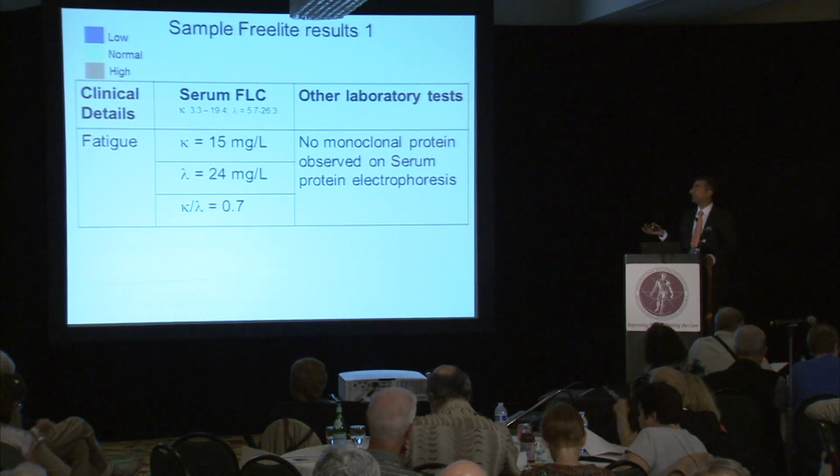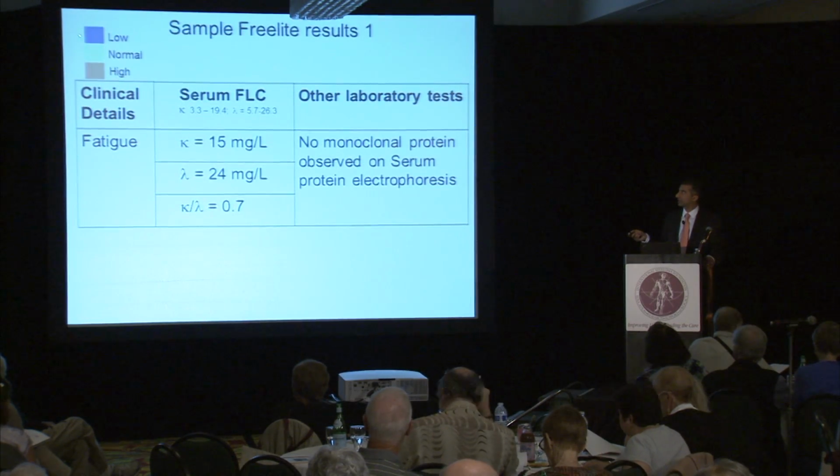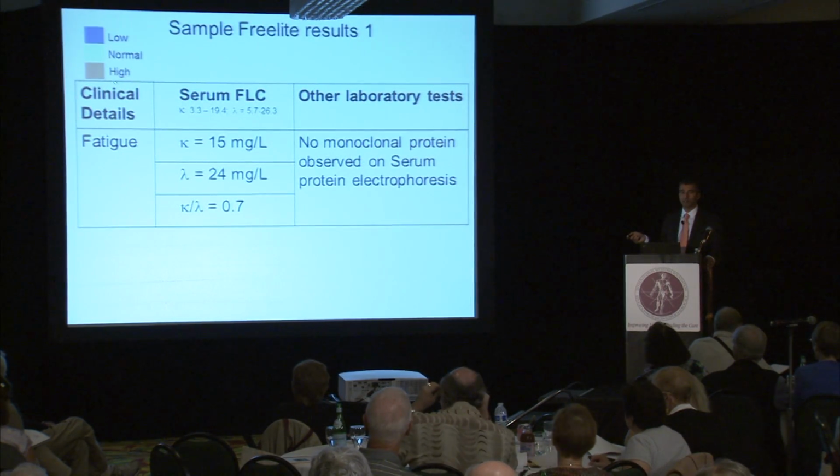Okay, so I wanted to run through a few sample FreeLite results. For example, a person comes in who's complaining that they're very tired all the time. Here's the serum free light chain, the normal ranges so you have them as a reference, because I'm going to ask you questions now, and the lambda. In the other laboratory tests, there's no monoclonal protein, so no M spike. We saw that on serum protein electrophoresis. Kappa is 15, lambda is 24, and the ratio is 0.7. I've got a color coding here: low is blue, green is normal, and red is high.